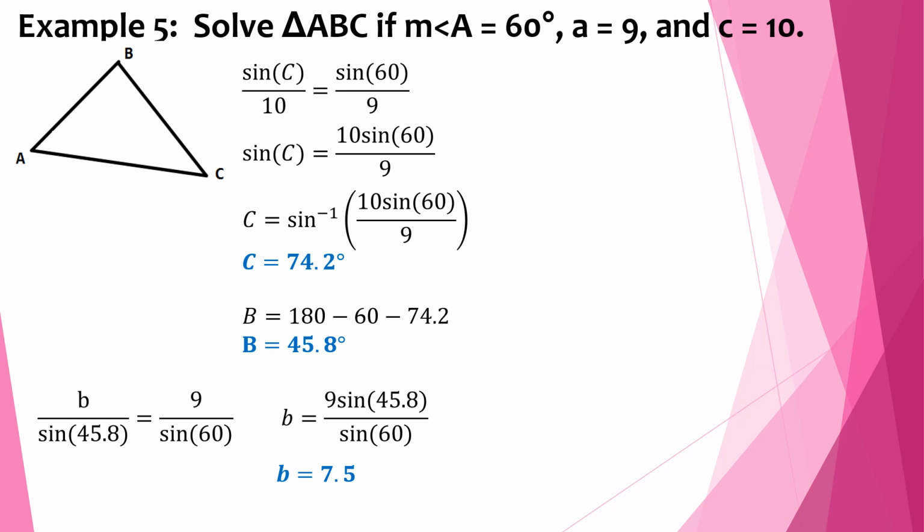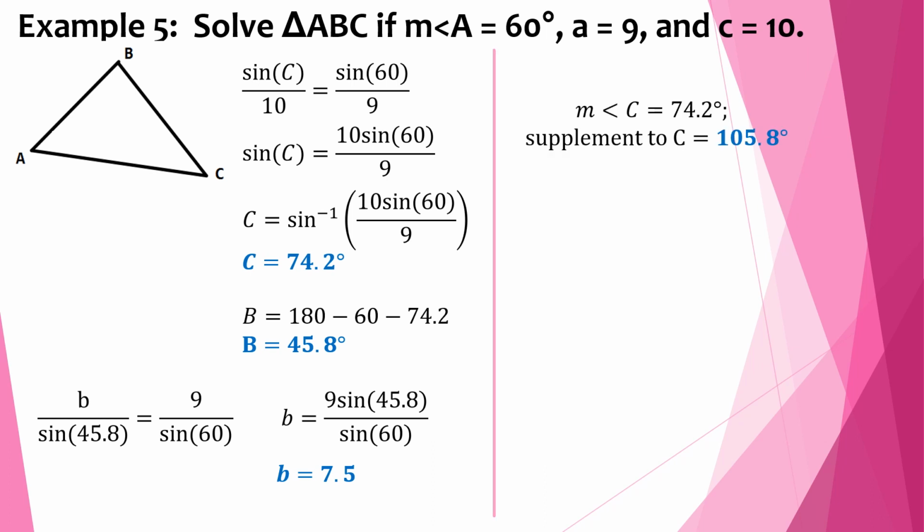Now, do we have to check for the second triangle? We sure do, because we have a side and an angle. So go back to the original angle you found, C, and its measure is 74.2 degrees. Its supplement, 180 minus 74.2, gives us 105.8, so right around 106 degrees. Okay, if it works, that's the measure of our new angle C.